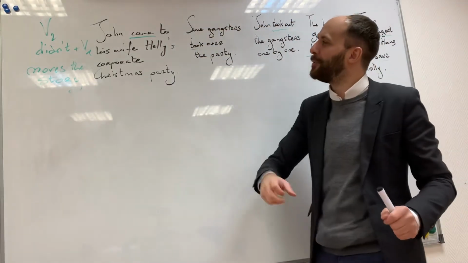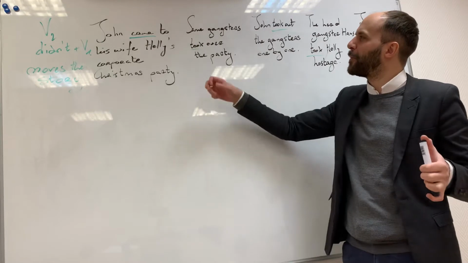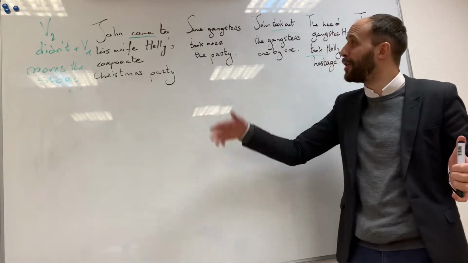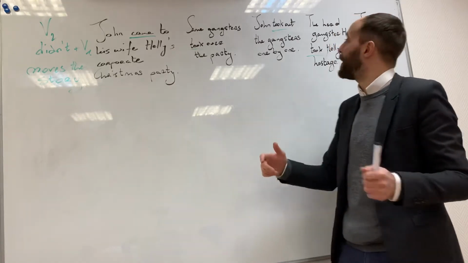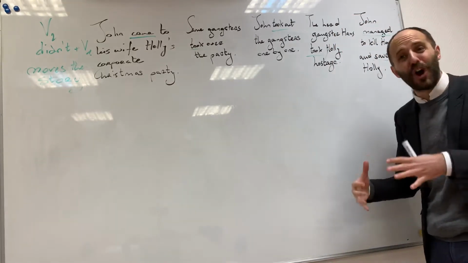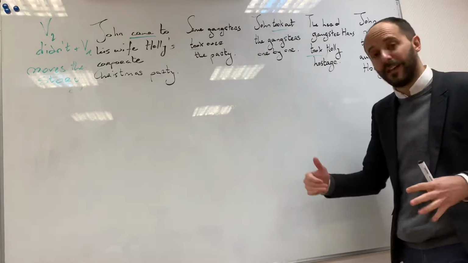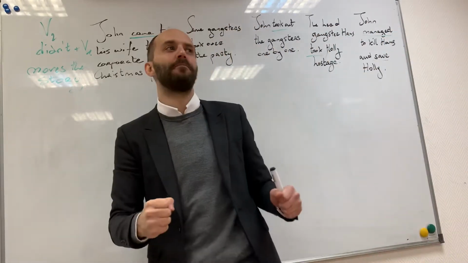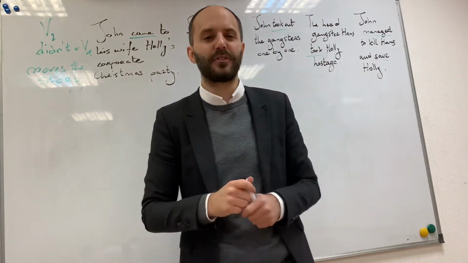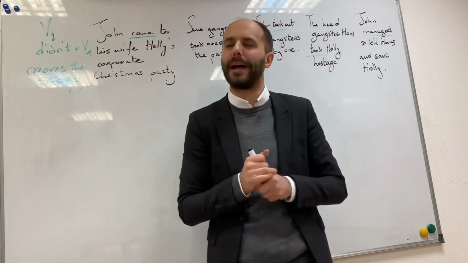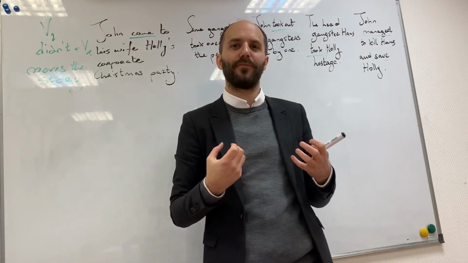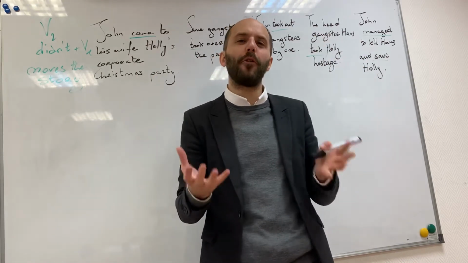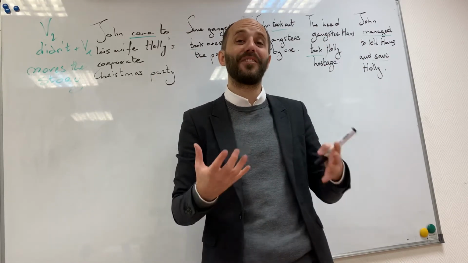So, John came to his wife Holly's corporate Christmas party. Some gangsters took over the party. John started taking out the gangsters one by one. The head gangster Hans took Holly hostage. John managed to kill Hans and save Holly. Now, it is an interesting story. It's nice. We see what happens, but do we feel for the characters? Do we have a full picture of the story?